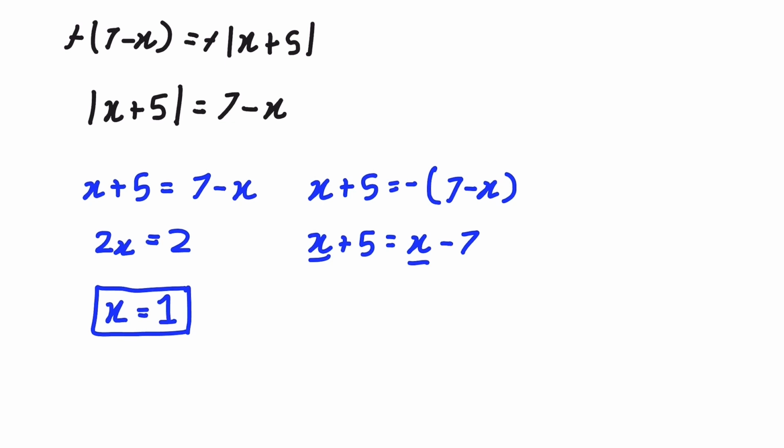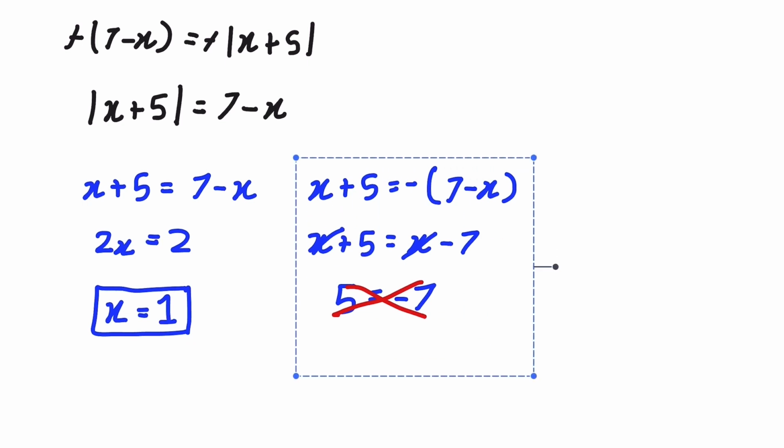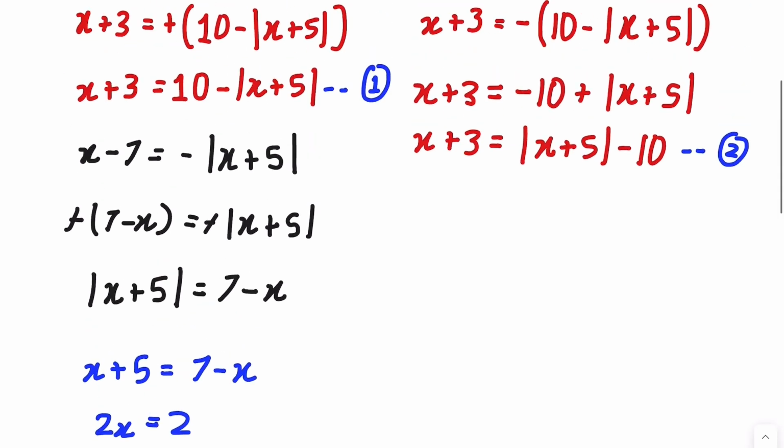Here we have x on both sides, so if we do minus x on both sides they will cancel, and we'll have 5 equals negative 7, which is incorrect. So we could only find the value x equals 1 from the first equation. Now let's do the second equation. This equation is a little bit easier to keep the modulus function on one side. So we'll do modulus of x plus 5 equals x plus 3 plus 10.